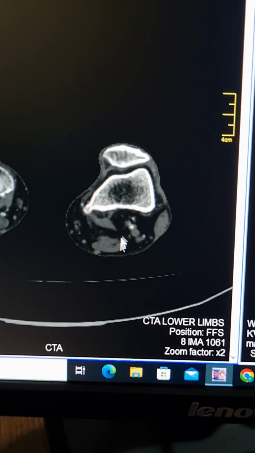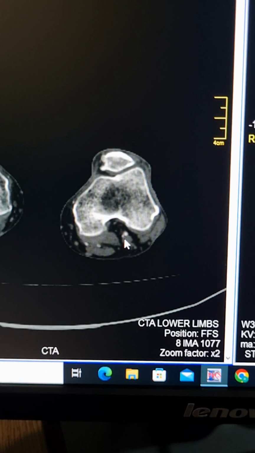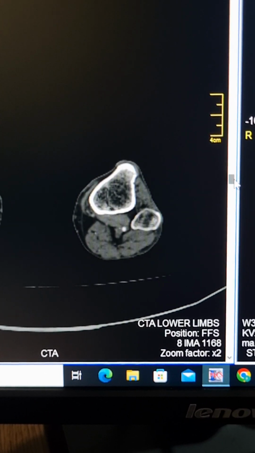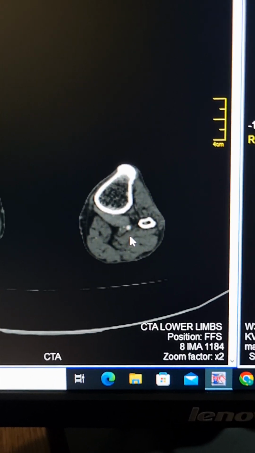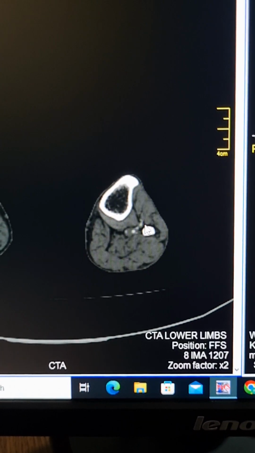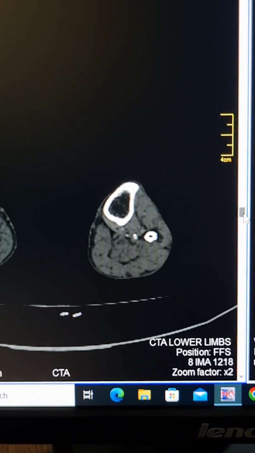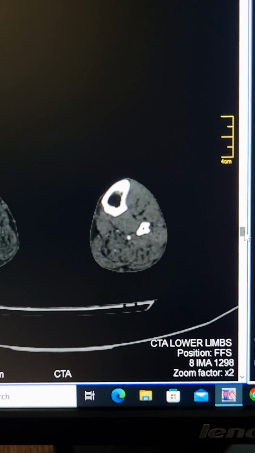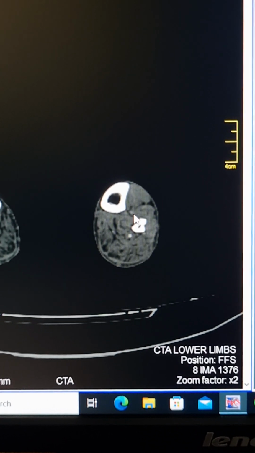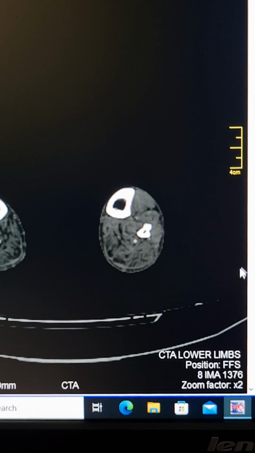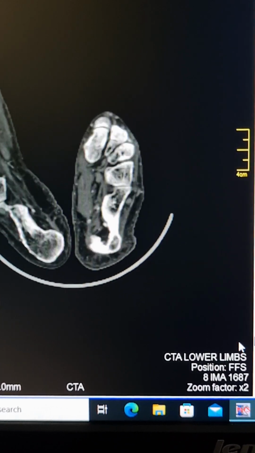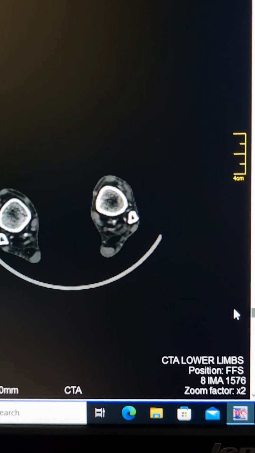You see it is moderately narrowed here. I come down. This one is the popliteal artery. Now this is the origin of the anterior tibial artery. The anterior tibial artery is patent at its origin, and lower down it is completely thrombosed. This is the course of the anterior tibial artery. This is the anterior tibial artery. There is no blood flow in the anterior tibial artery and the dorsalis pedis artery. I come down.